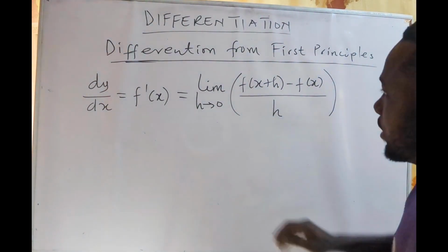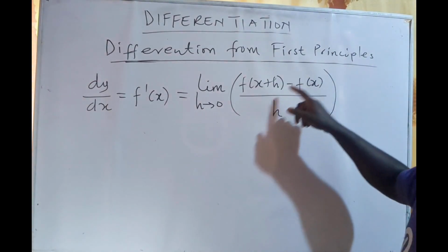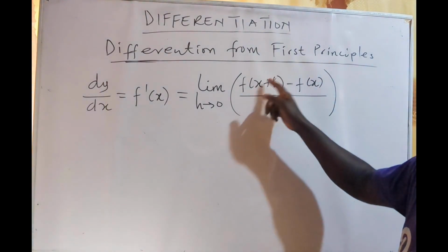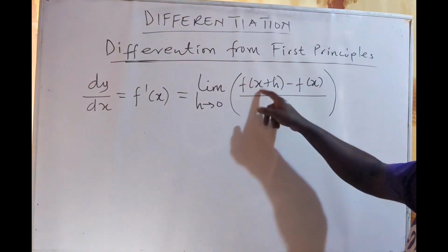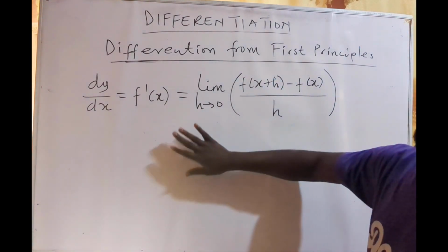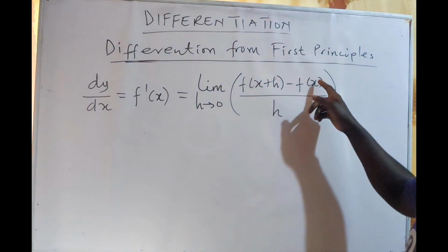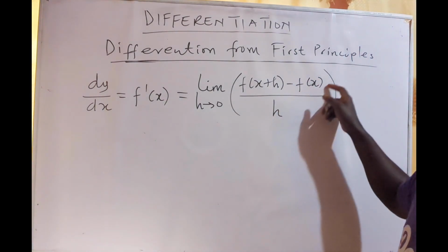So it means that when you are given the function, what you are supposed to do is to substitute the function. Wherever you see the function, in the first we have f of x plus h. So wherever I see x, or whatever variable is used in the function, I'll substitute x plus h. And here is also the main function, you write it.